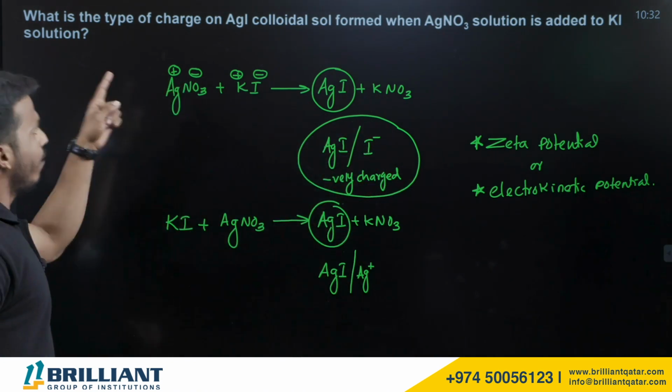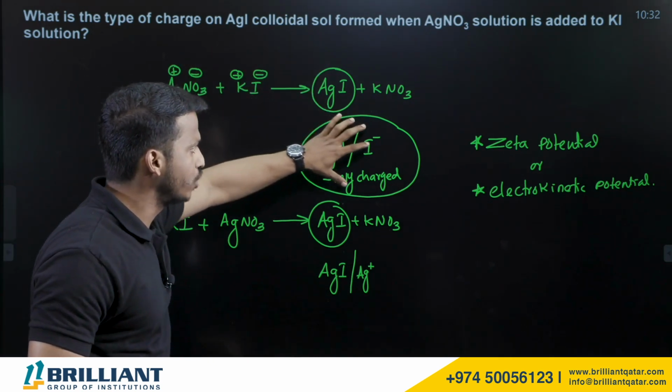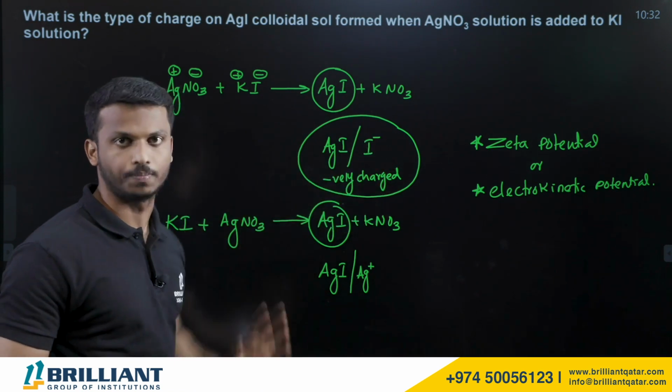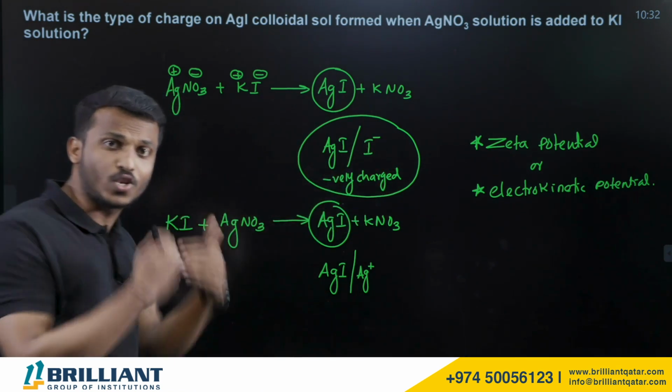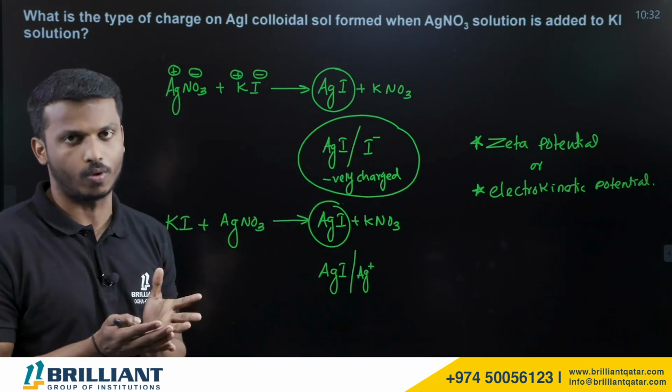Okay. So when we added silver nitrate to potassium iodide, we got silver iodide and it is absorbed by I- ion. So the overall charge of the colloid is negative charge. Which ion is absorbing? Here iodide is absorbing, so that will be the charge of the overall colloid.